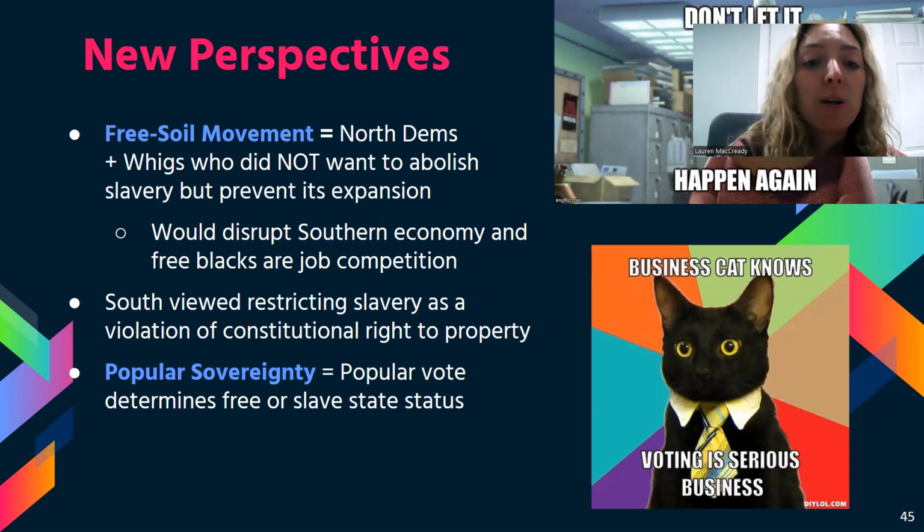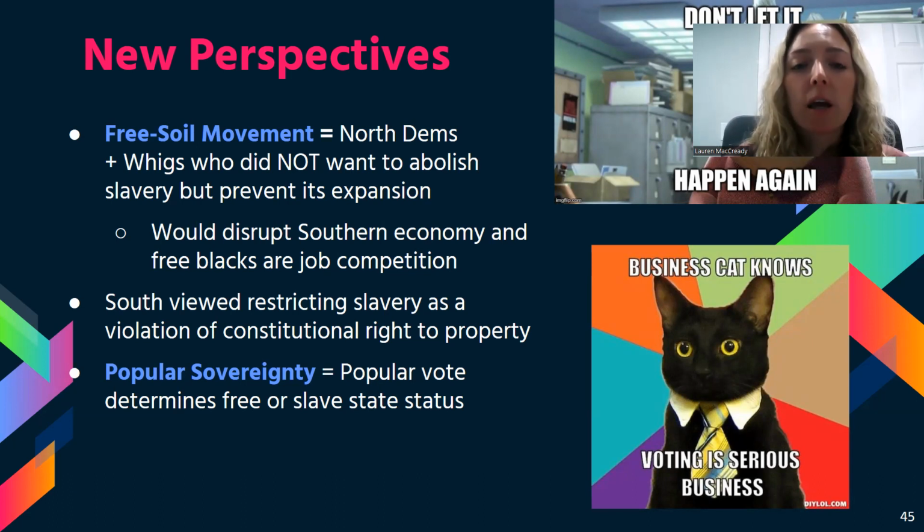Another big buzzword for the unit is popular sovereignty, which is this idea that so far we've talked about that it's the federal government making the decision if a state is made free or slave. Popular sovereignty is this new idea that based on what's popular, most accepted and liked by most people, will be sovereign.